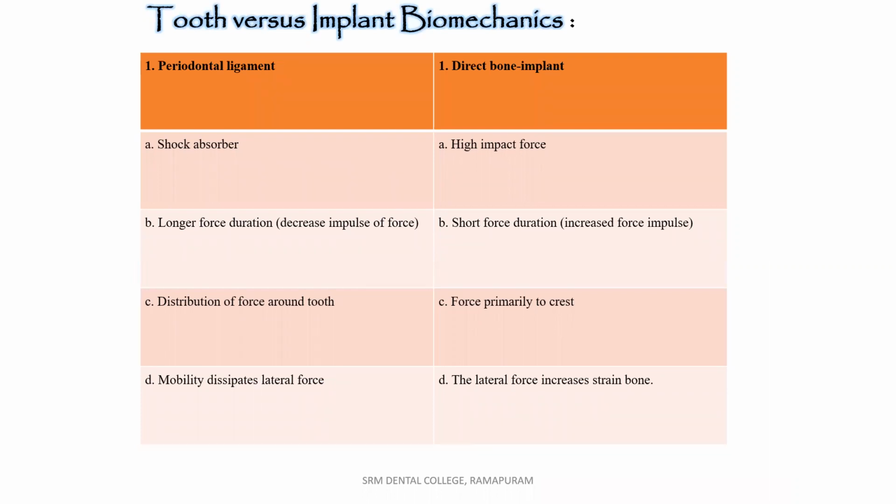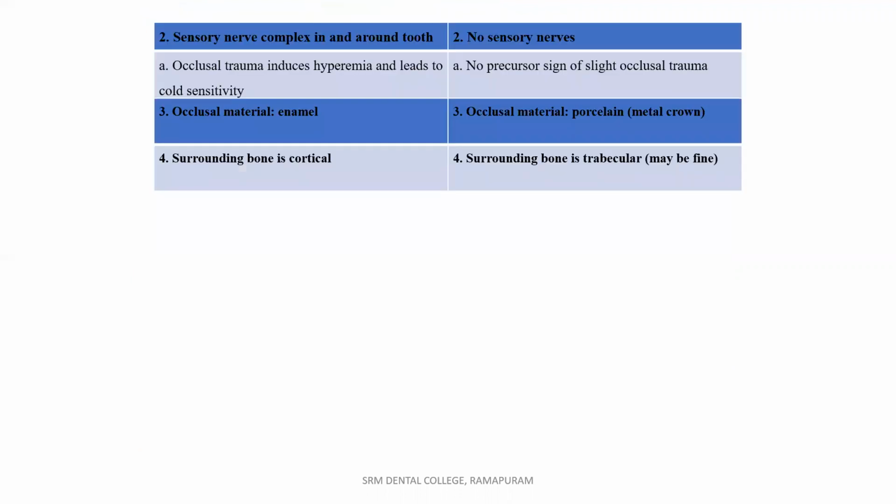Let's start with a few differences between the natural tooth and the implant biomechanics. The natural tooth has the periodontal ligament that surrounds it, which will act as a shock absorber and helps in the distribution of force along the entire tooth surface. But the absence of the periodontal ligament in the implant leads to a direct contact of the bone and the implant, which will concentrate all the force primarily to the crest of the ridge.